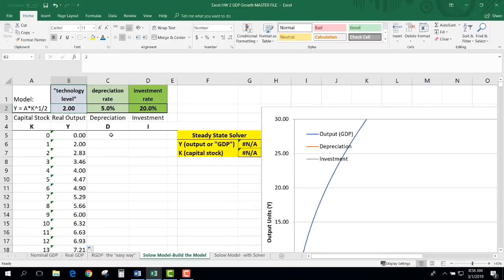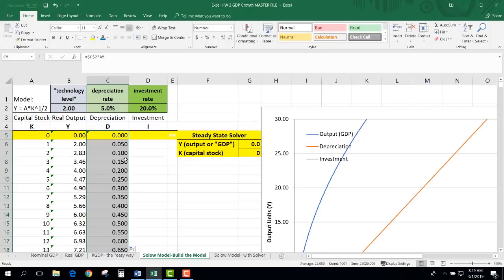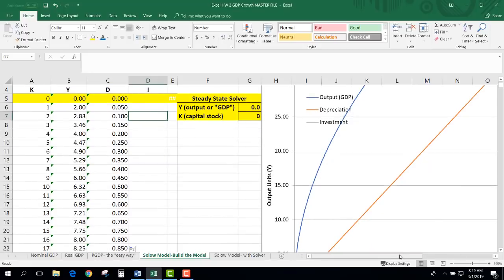That's fine. Okay, then what is depreciation? Depreciation is the depreciation rate times the level of capital. So for this value here, K is 0 in A5, so of course there's no depreciation, since there's no capital yet. But as we fill that down, you'll see that as we build up capital, we get a steady increase in depreciation. It's a straight line function. You can see that in the graph as well, the red line, or the orange, whatever it is, populating.